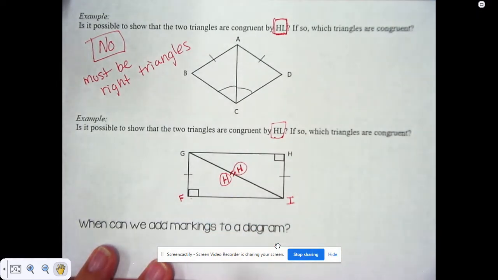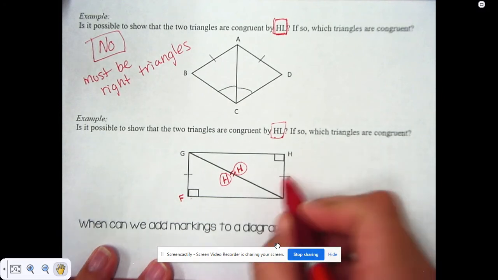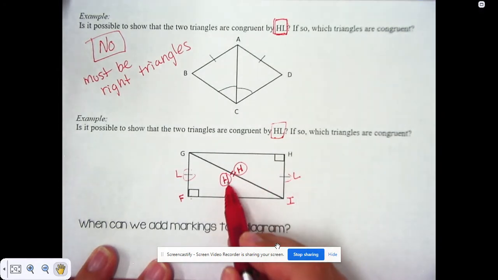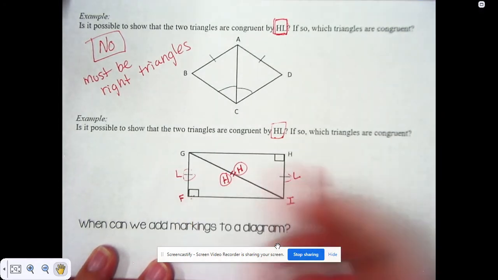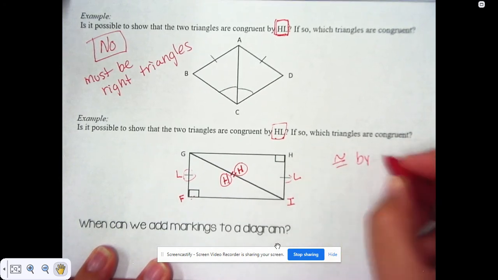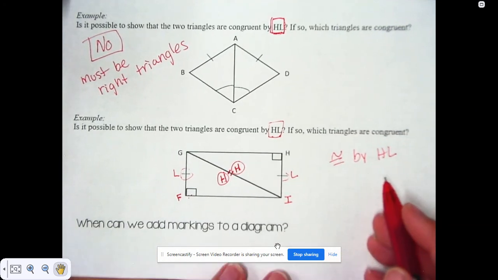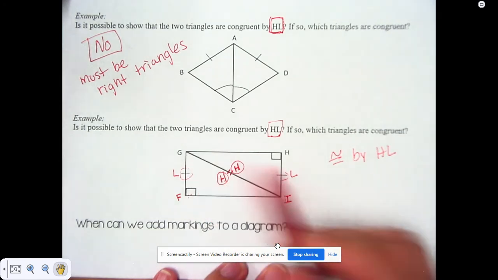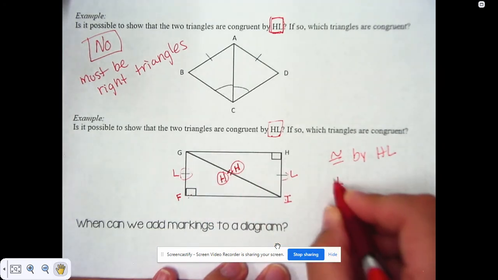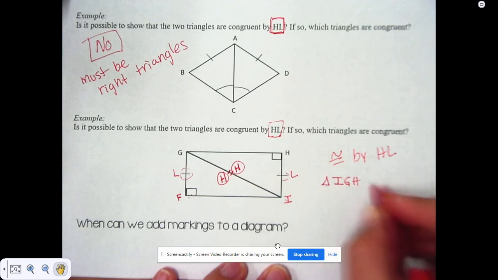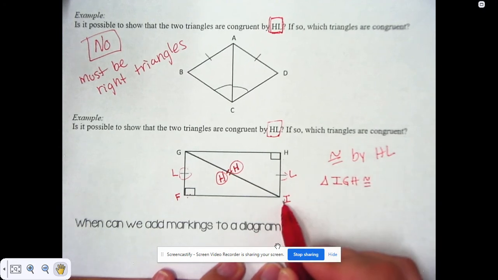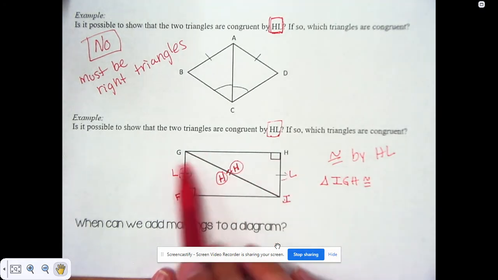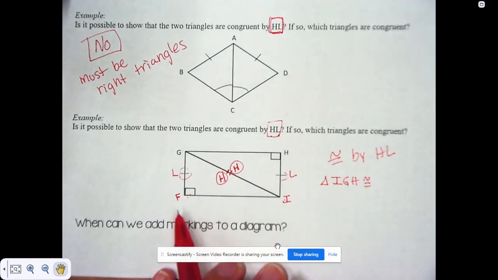Now we need to check to see if we have a leg. If I look at the leg, I have that this is congruent to this, and that is a leg. Because I have a hypotenuse, a leg, and a right angle, these are congruent by hypotenuse leg. Which triangles are congruent? Well, we need to name them. Let's name this one I, G, H. Triangle IGH is congruent to G, I, F.